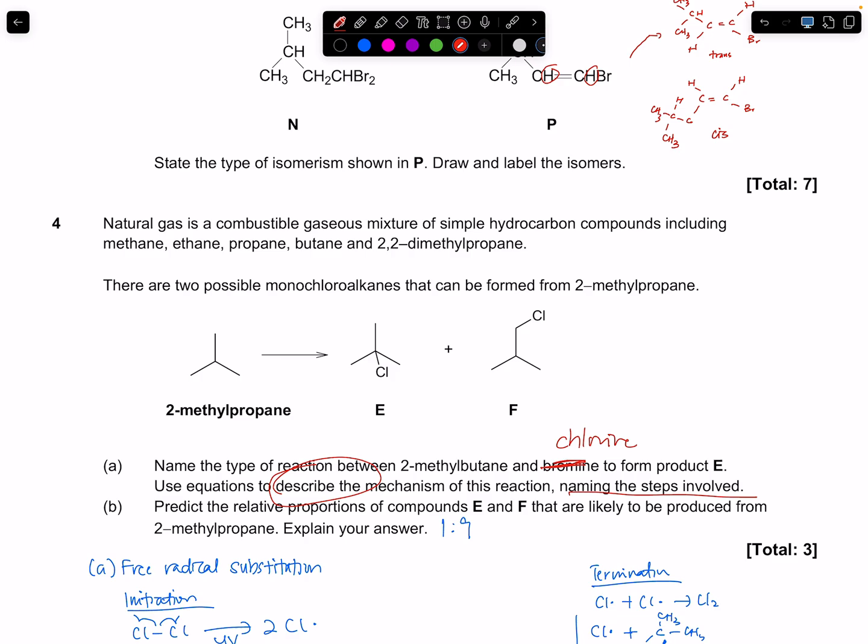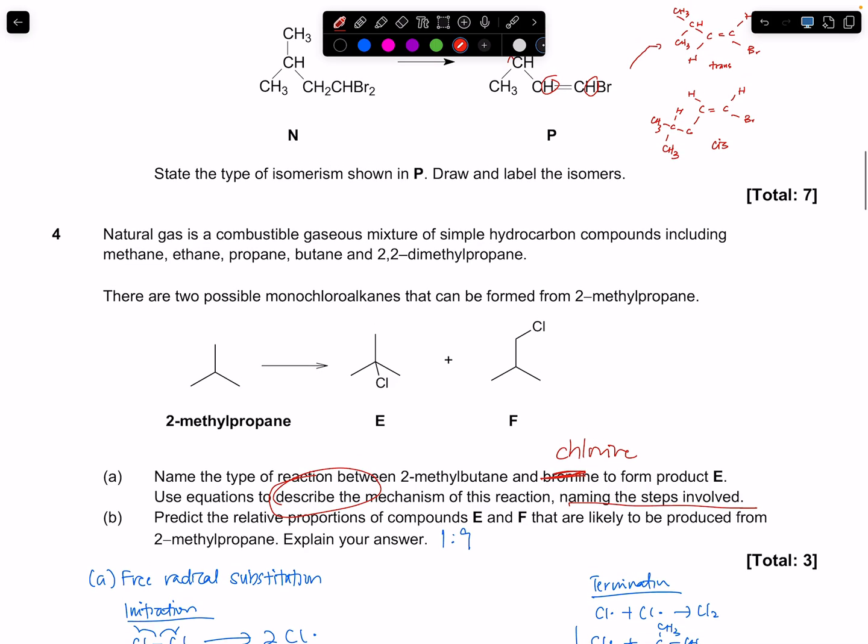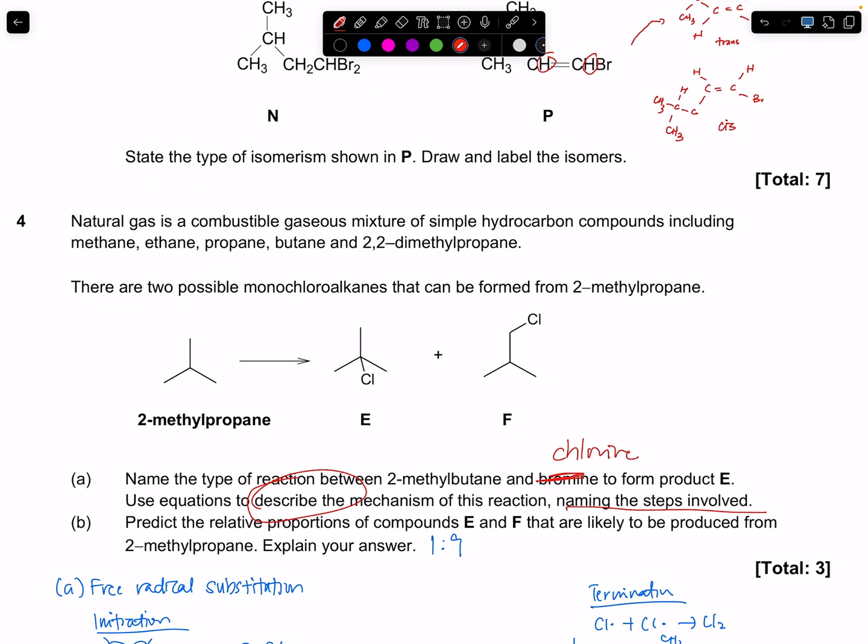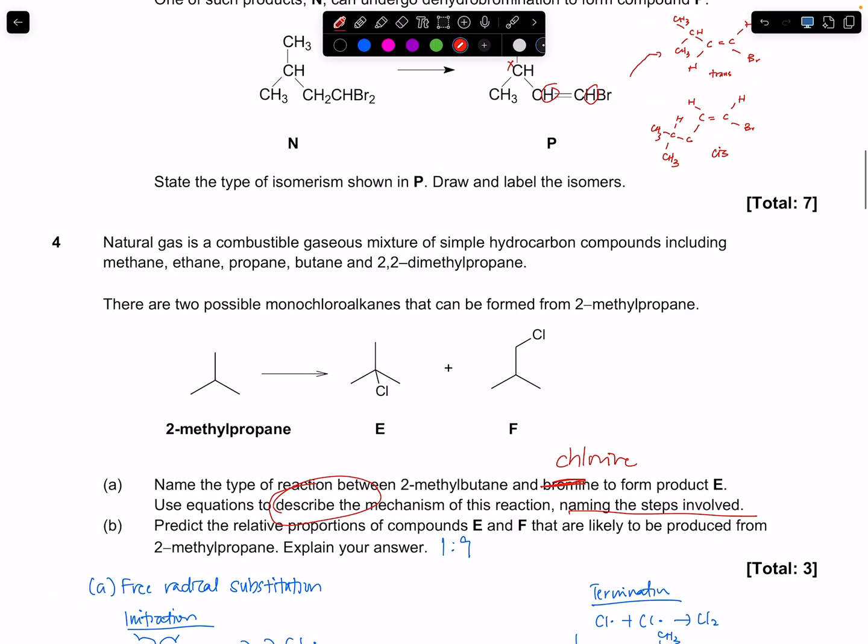Methylbutane is C4H10. It's CH3. No, butane. This one is methylpropane, right? But they asked for methylbutane. Oh, so this is a typo. Yeah.